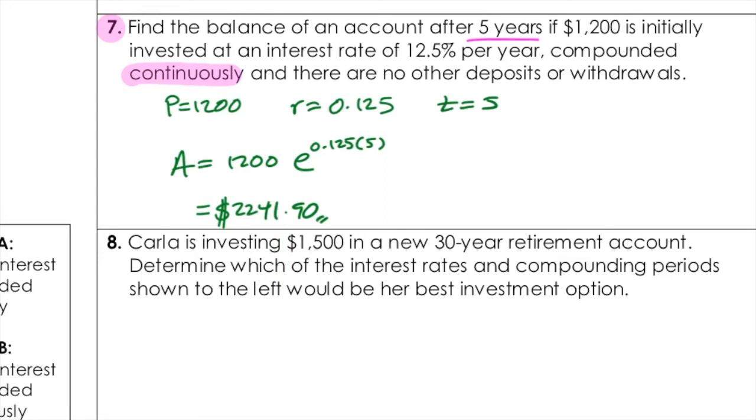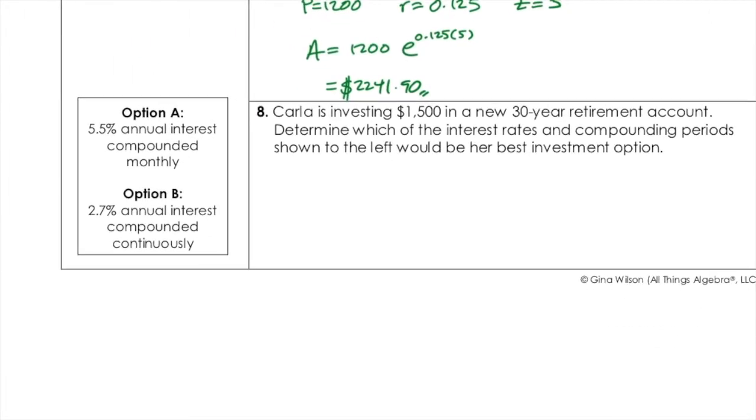Number 8 says Carla is investing 1,500 in a new 30-year retirement account. Determine which of the interest rate and compound periods shown to the left will be her best investment option. It says option A, 5.5% annual interest compounded monthly, right? So let's go with option A and find out how much she will earn. Because it's compounded monthly, we're using the first formula.